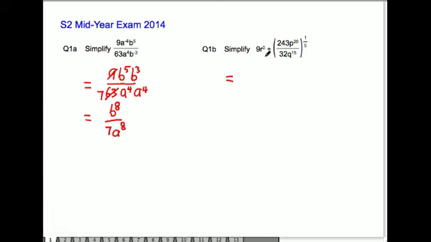In the second expression, we must note that the power of 0 belongs only to r. Therefore, 9r to the power of 0 is simply 9 times 1. r to the power of 0 is 1. Divided by, here we express 243 as 3 to the power of 5 and 32 as 2 to the power of 5.